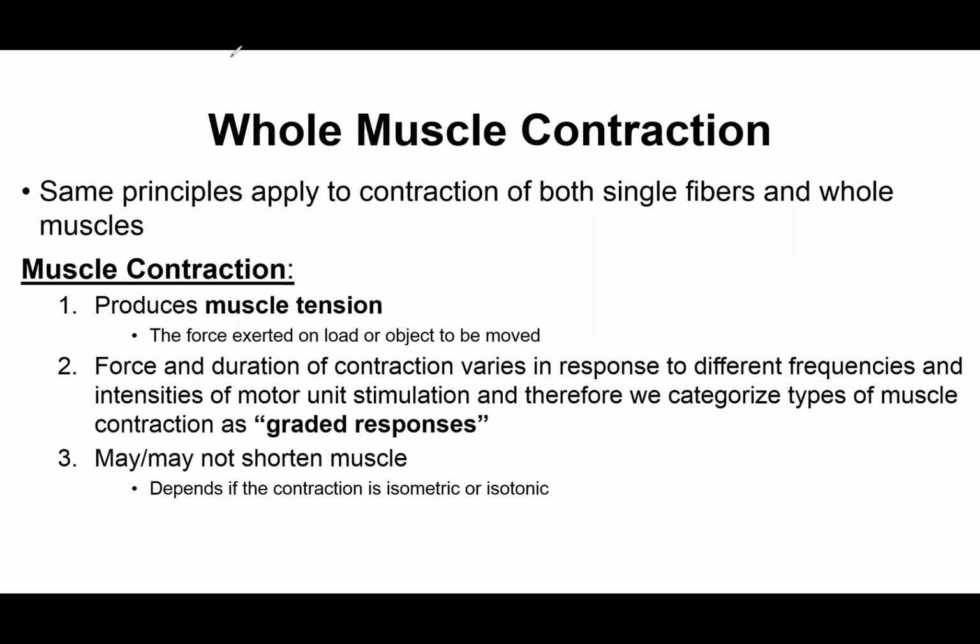Because the response of the muscle is variable and dependent on the frequencies and the intensities, we describe whole muscle contraction as being a graded response. In whole muscle contraction, the muscle itself may or may not shorten. It really just depends on whether the contraction is isometric or isotonic.